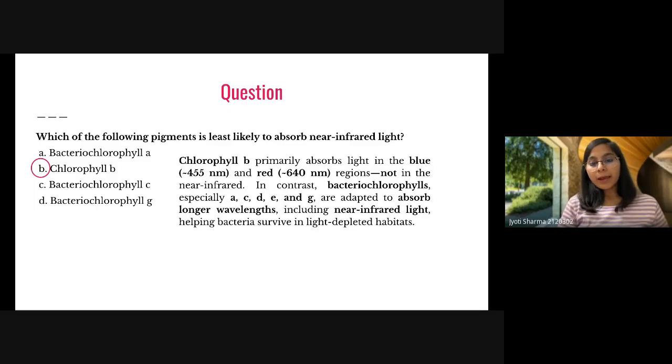So chlorophyll B primarily absorbs light in the blue, with a wavelength near 455 nanometer, and in the red region, not in near infrared. In contrast, bacteriochlorophylls, especially A, C, D, E, G, are adapted to absorb longer wavelengths, including near infrared light, helping bacteria survive in light-depleted habitats. So that's why B is the right answer.